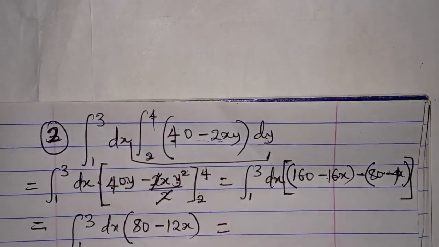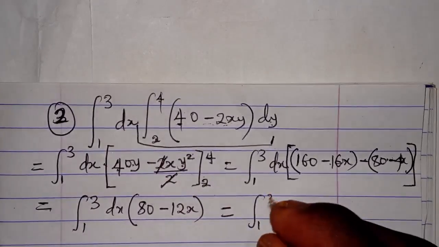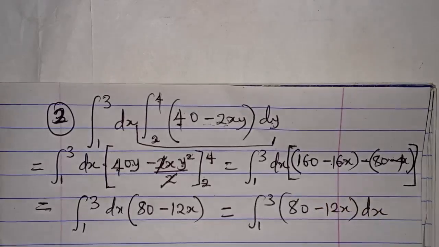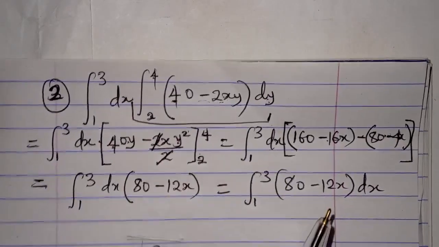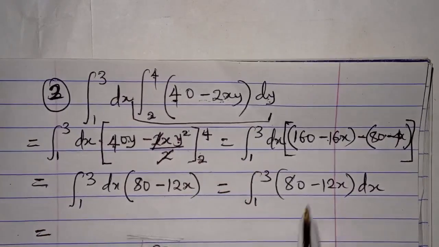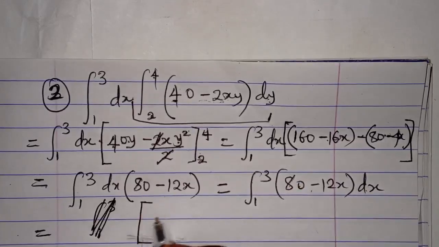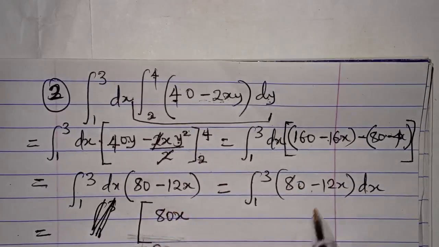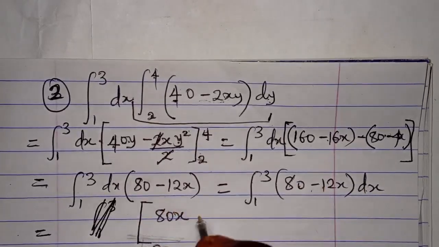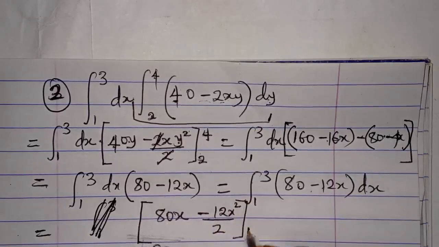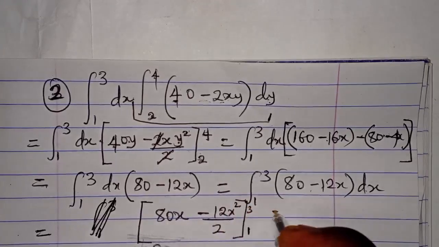And this is the same thing as saying the integral from 1 to 3 of 80 minus 12x dx. See, they are the same thing. So we now integrate this with respect to x. So integrate 80 with respect to x, that's 80x. And if we integrate this with respect to x, we have minus 12x squared all over 2 from 1 to 3.